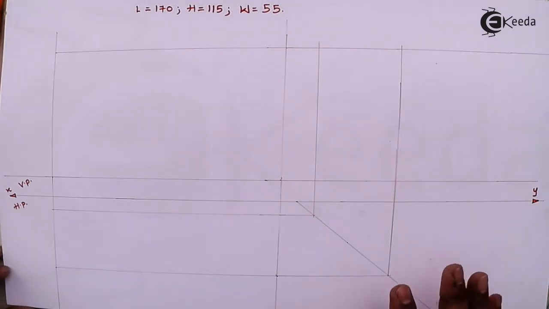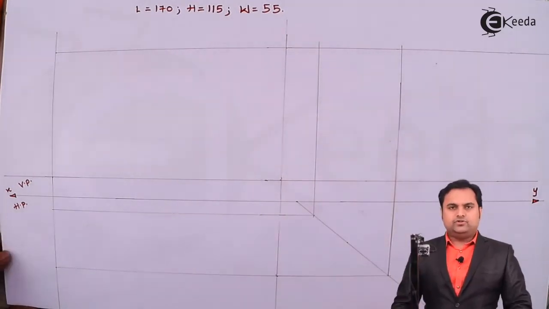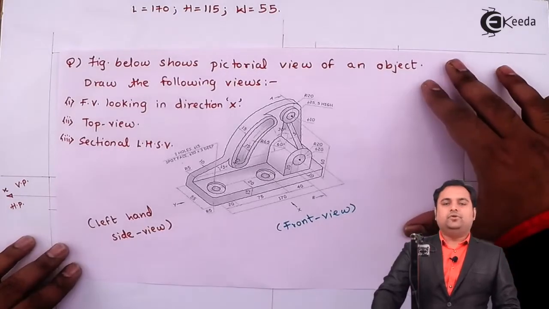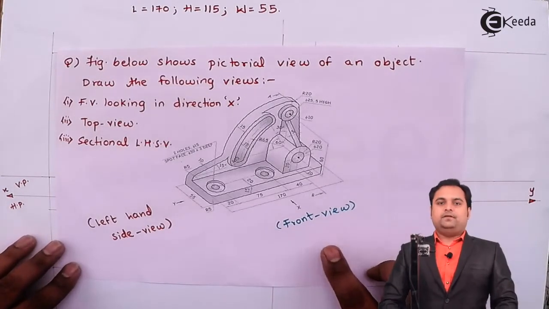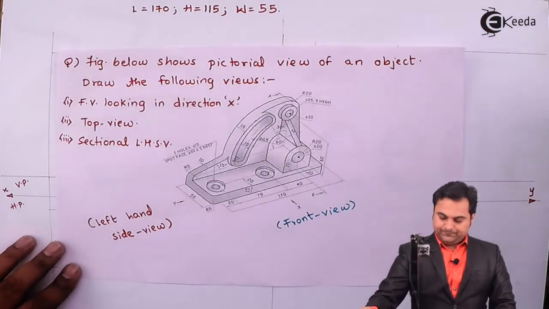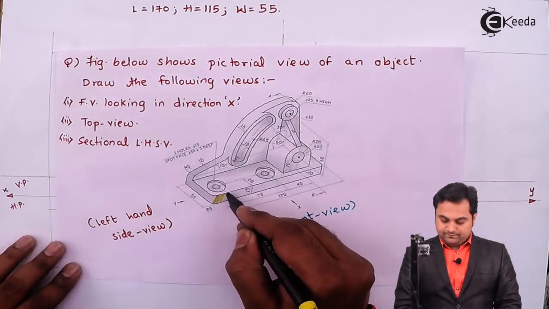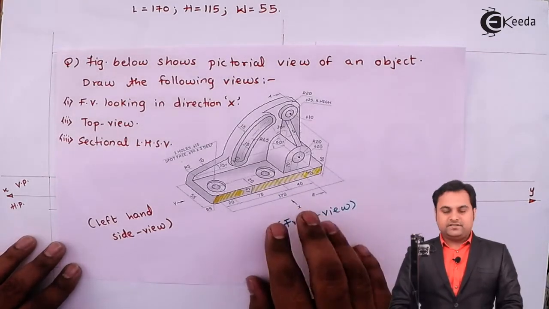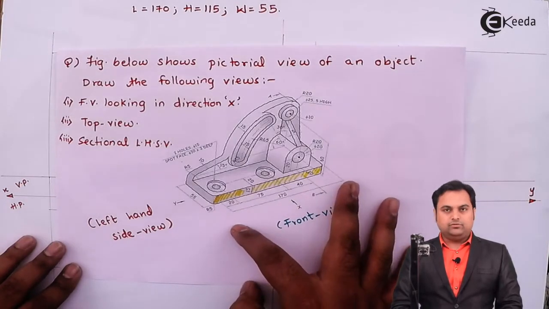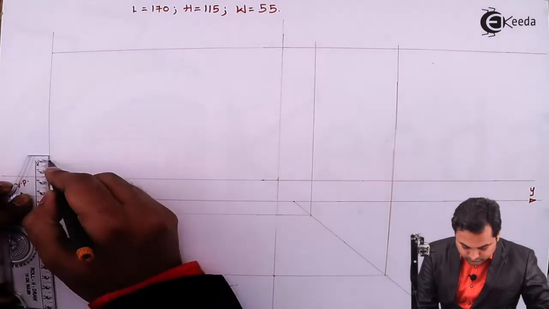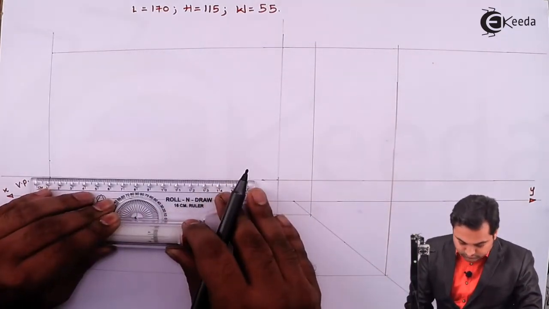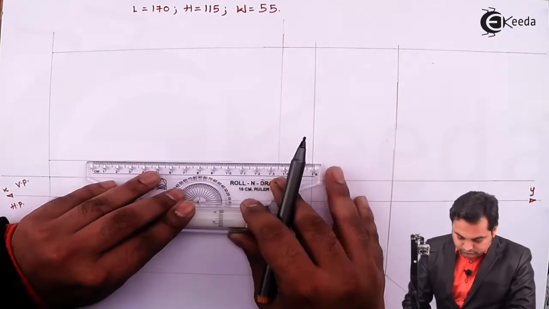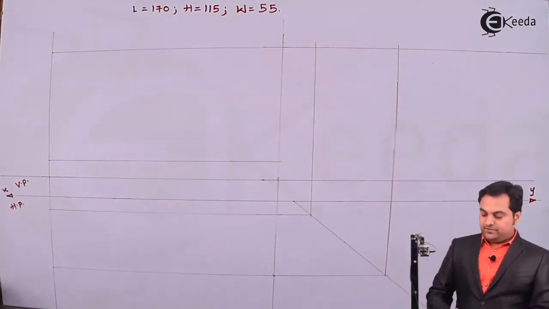Now once we have understood the spacing part, let us go for the solution, and in that I'll start with the front view first. Now looking from front, that is along x direction, the first thing which is visible to me is this base plate. The base plate is having height 15 mm and it is there throughout the length. This base plate is seen.